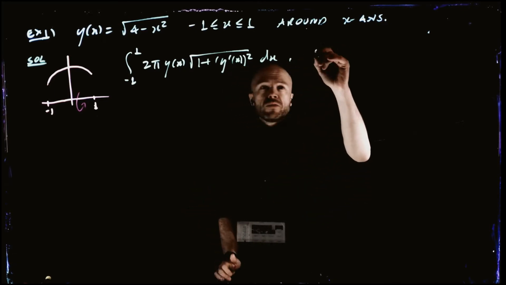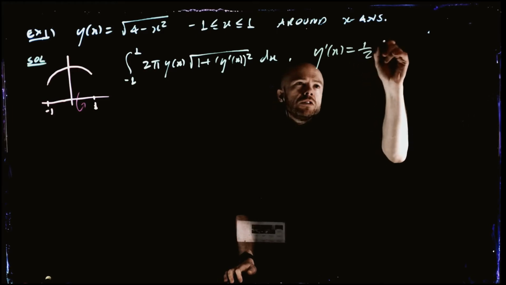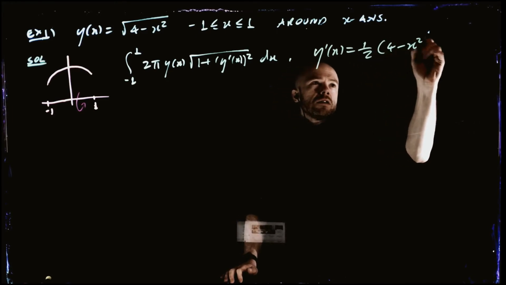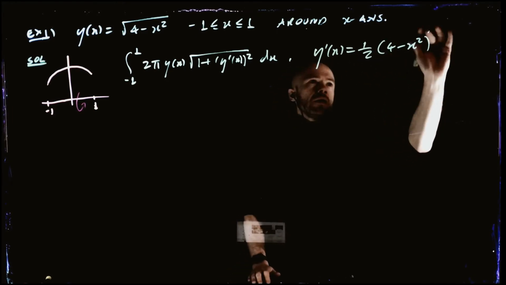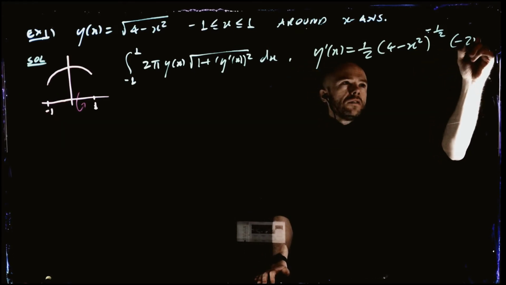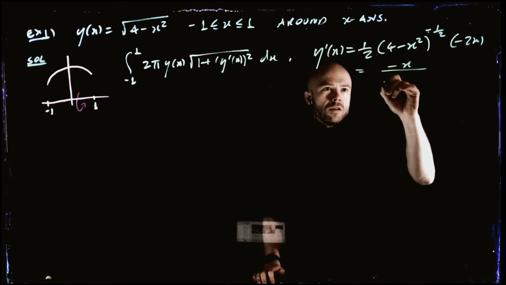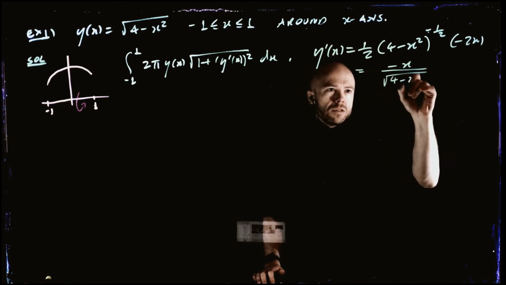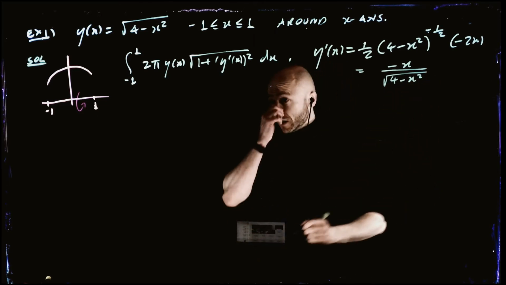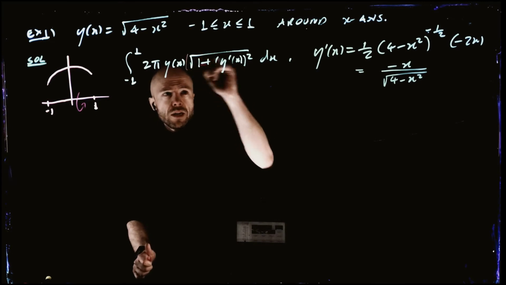So we need to know what y prime is. Y prime of x equals 1/2, 4 minus x squared, to the -1/2, and then we differentiate the inner thing, we have -2x. So what's this? This is minus x over the square root of 4 minus x squared. Yeah? And then let's calculate this piece right here.